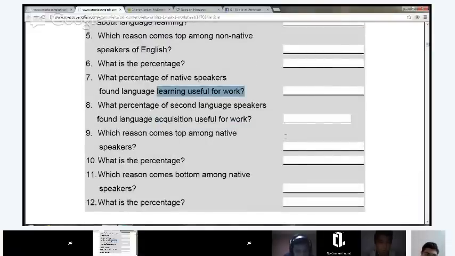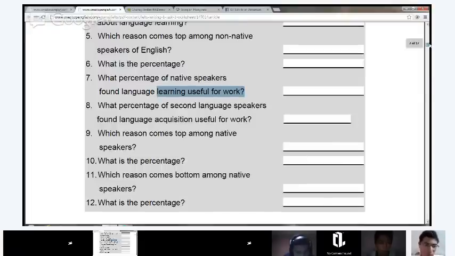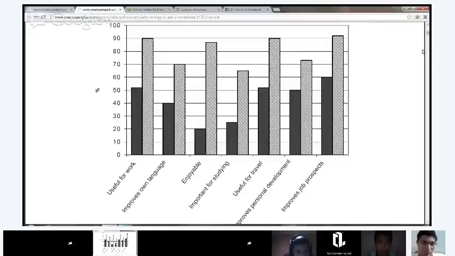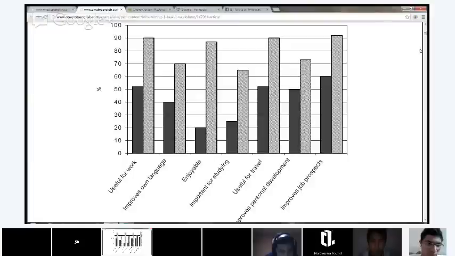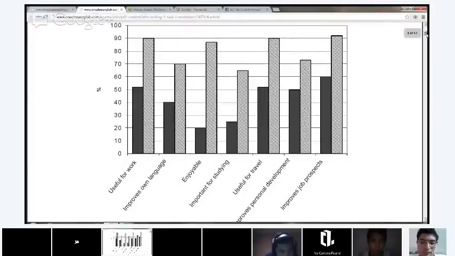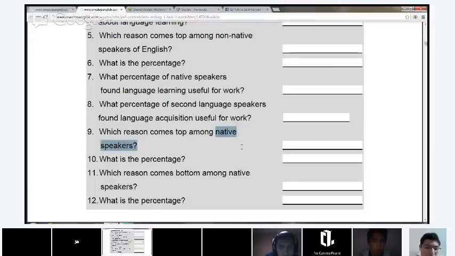Let's do 9 and 10. So which reason comes top among native speakers? Improved job prospects. Mm-hmm. Improved job prospects. And what's the percentage? 62. 60. 60. Yeah. 60. Okay. Native speakers. Native, not non-native. Native. Sorry, I misunderstood. No worries. Okay, so let's do a sentence with this. With these two, with 9 and 10.